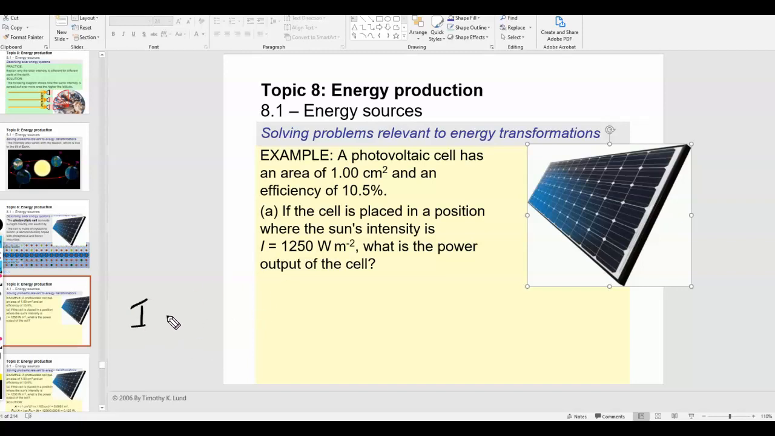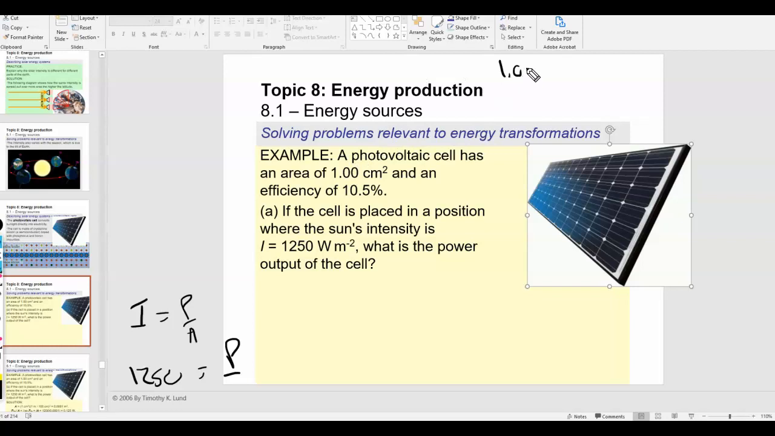All right, so first of all, we know I equals P over A, and we know the intensity is 1250 watts per square meter. So we can find out the power that's actually hitting the cell. Now, that doesn't take into account efficiency yet. We divide by the area of the cell, which is 1 square centimeter. You have to be really careful with the units, though, because centimeter squared and meter squared are not the same thing. So we have to do a unit conversion.